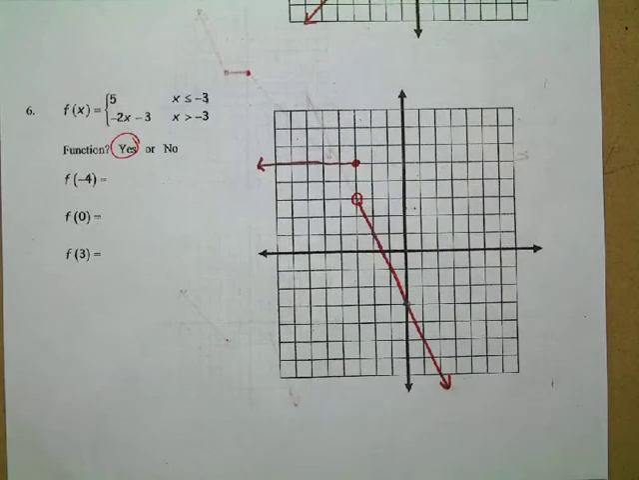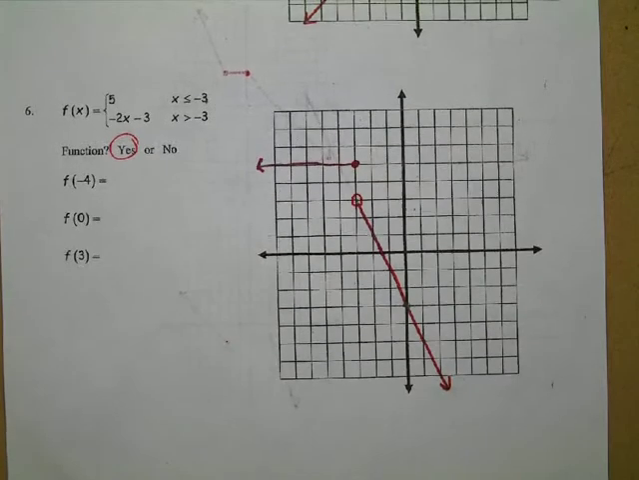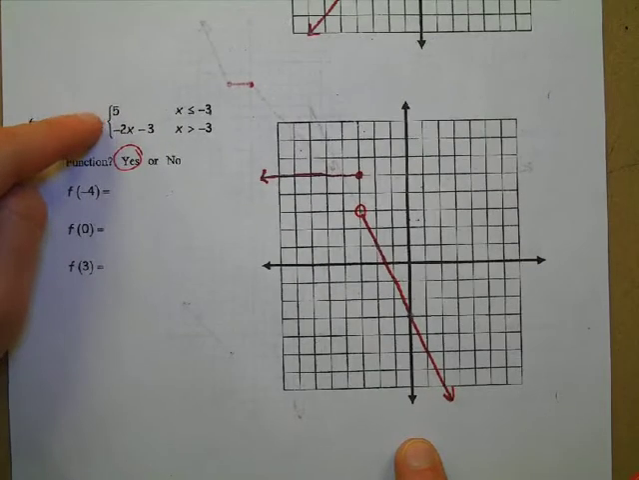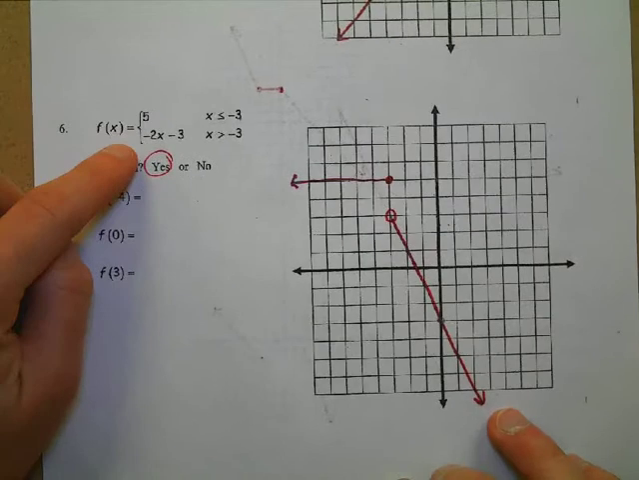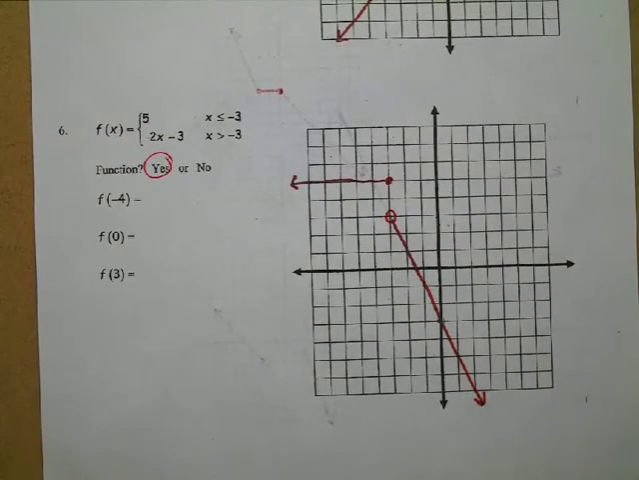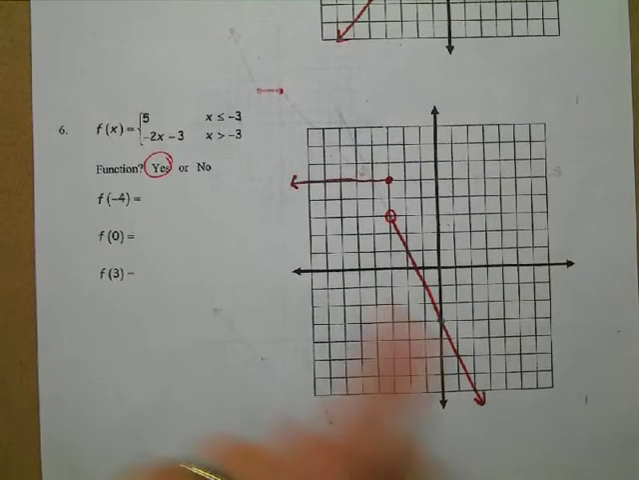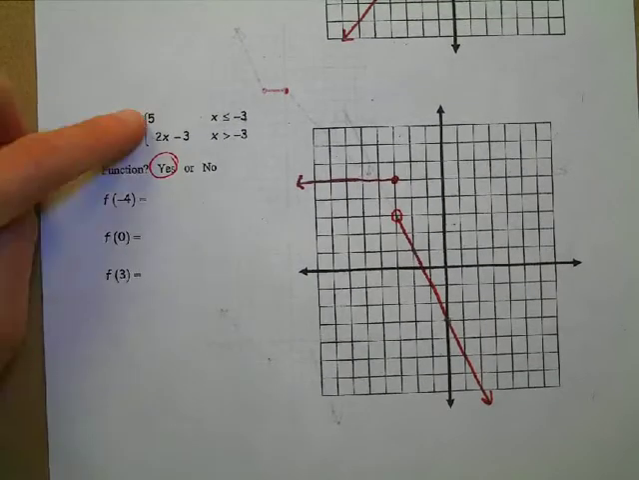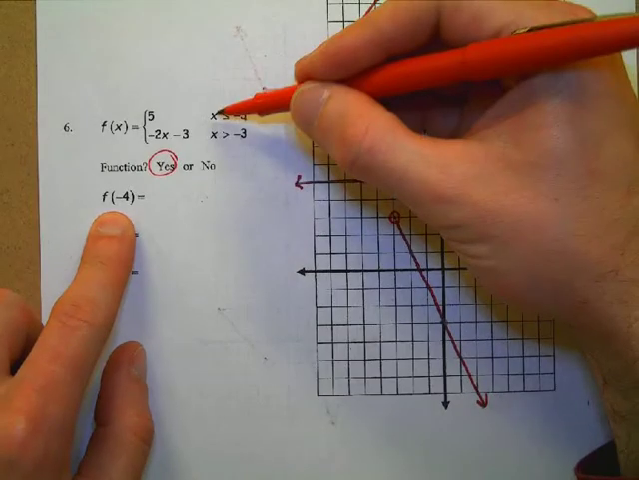Okay? If I want to evaluate f of -4, which piece of my piecewise function do I plug it into? Top or bottom? What do we say here, folks? If I want to plug in -4, should I plug it in the top piece or the bottom piece? Top. Why? Yeah, -4 is less than or equal to -3, so it's the top piece.